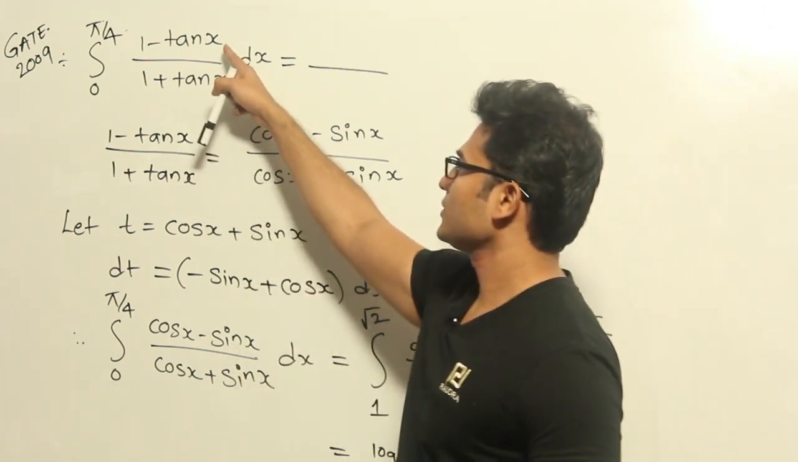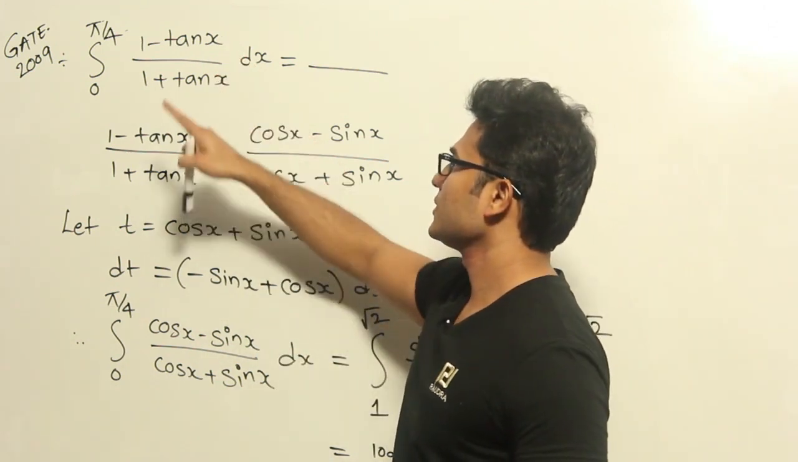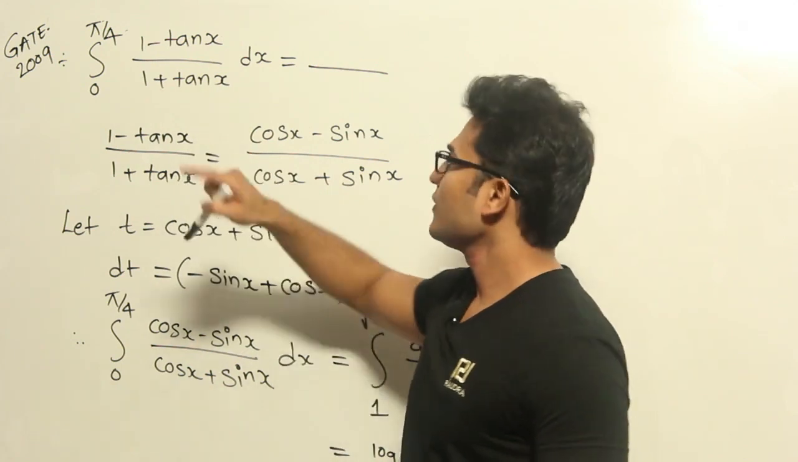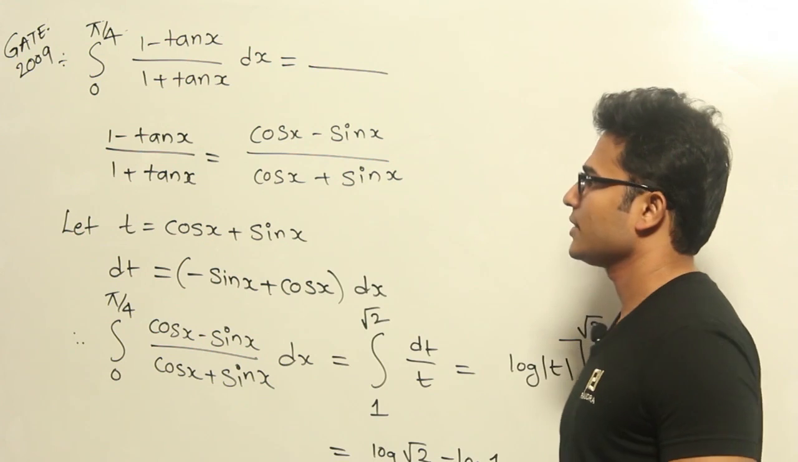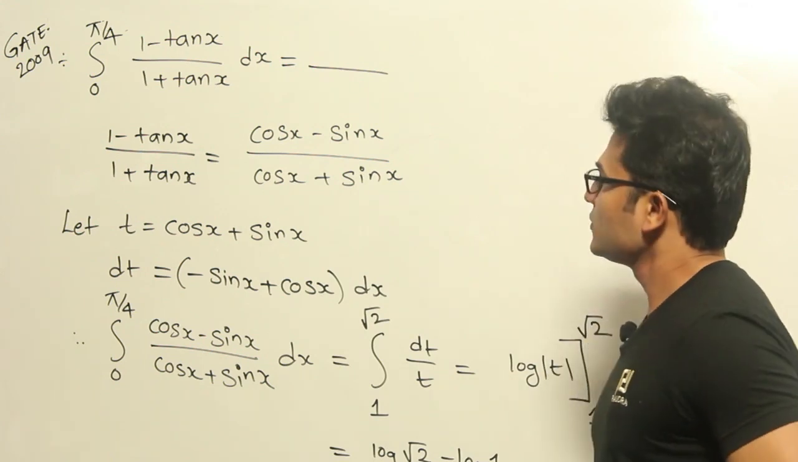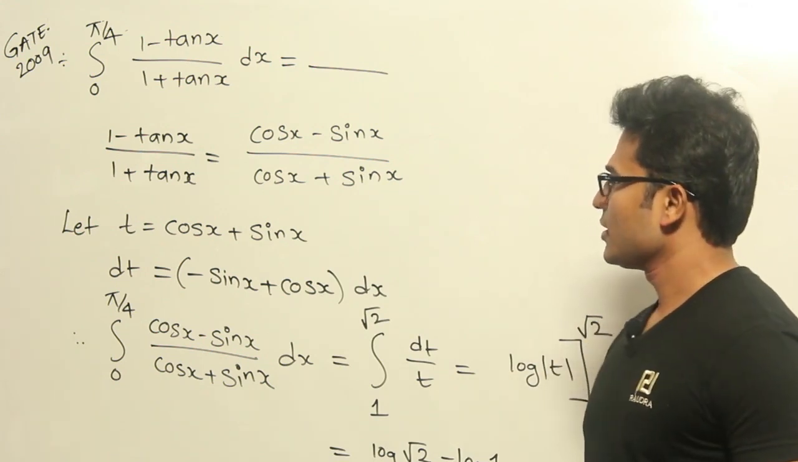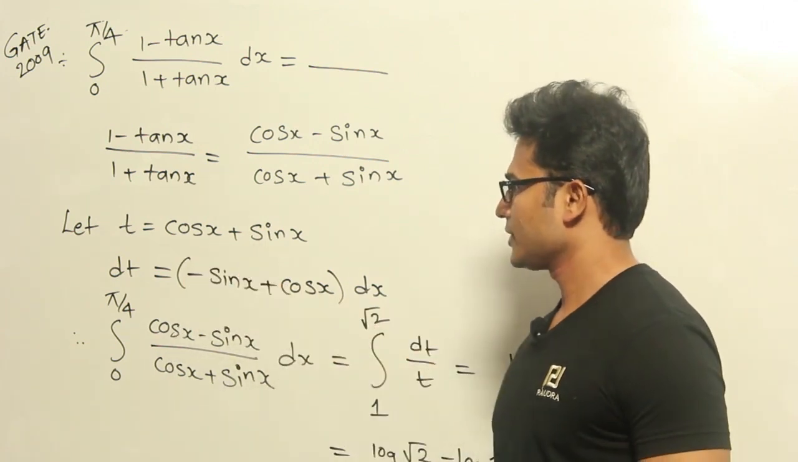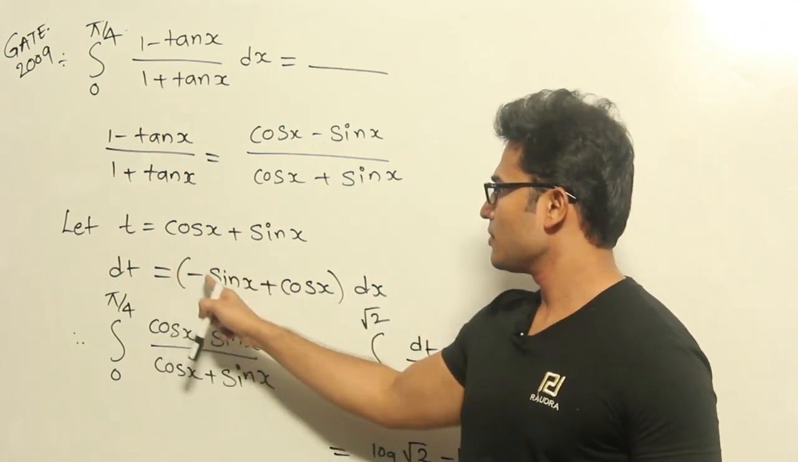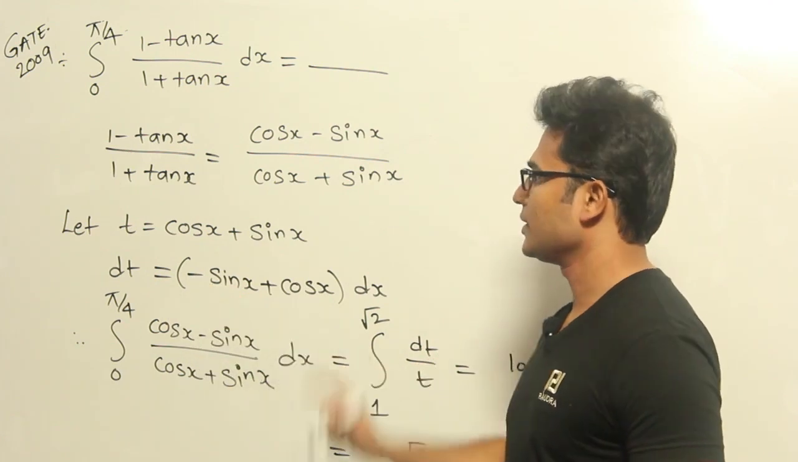So in place of tan x I can write sin x by cos x. Here also sin x by cos x. Then what do I get? (Cos x minus sin x) divided by (cos x plus sin x). Right? Now we can use the substitution method, where if you assume t is equal to sin x plus cos x, then dt is going to be (cos x minus sin x) dx.